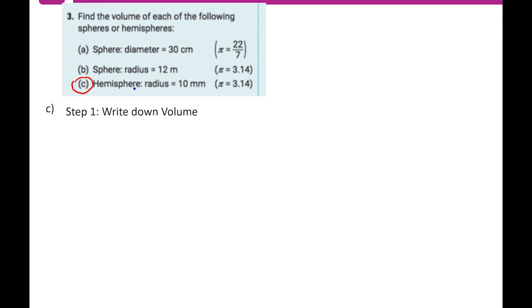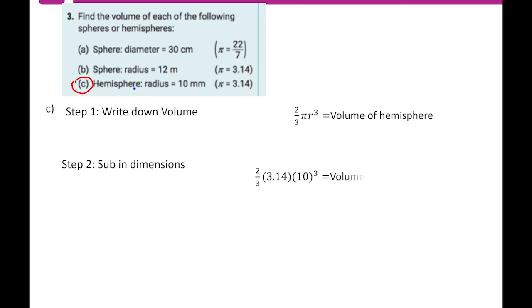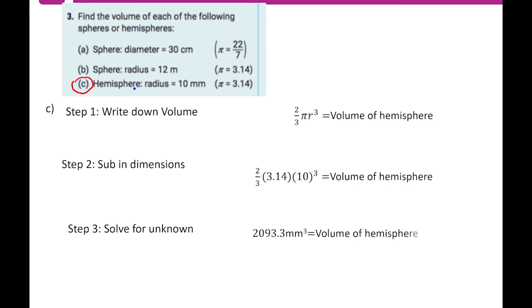Step 1, write down your equation for the volume. 2 over 3 pi r cubed is equal to the volume of our hemisphere. Step 2, substitute in our dimensions. That's 2 over 3 times 3.14 times 10 cubed equals the volume of our hemisphere. Step 3, we multiply our values together to solve for our unknown. That gives us 2093.3 millimeters cubed equal to the volume of our hemisphere.